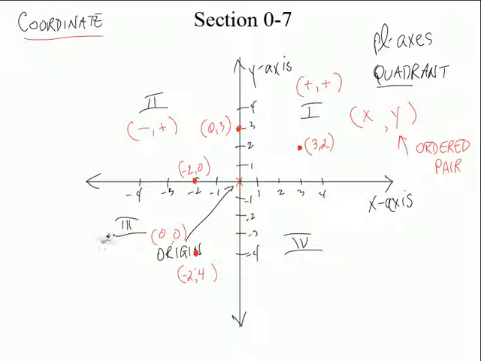Negative, positive. And in the third quadrant? Negative, negative. And in the fourth quadrant? Positive, negative. Good. All right, so everything in that quadrant will be those signs. You good with that? All right, let's pause this. Let's get rid of this mess, and we're going to do one more thing.